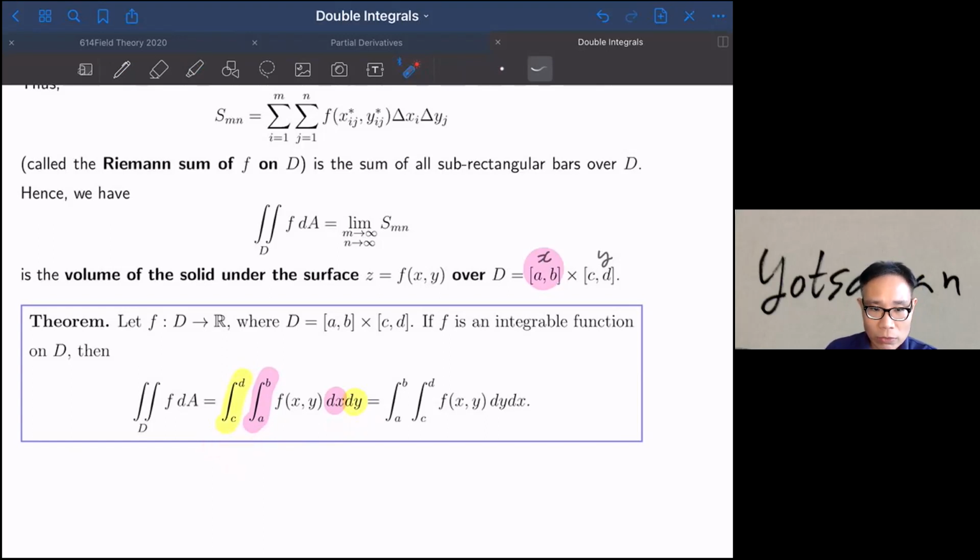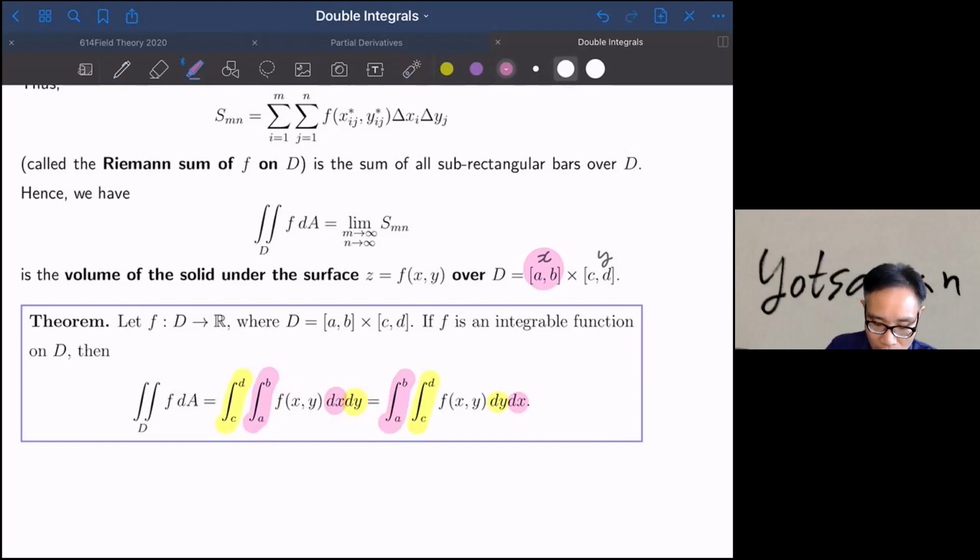So if you'd like to find the integral c to d on the inside, I'm going to use my yellow color. So I have c to d on the inside. So I just switch dy to the inside, and I have the integral a to b outside. So I have dx outside. So this will give you two ways to compute the value of the double integral.